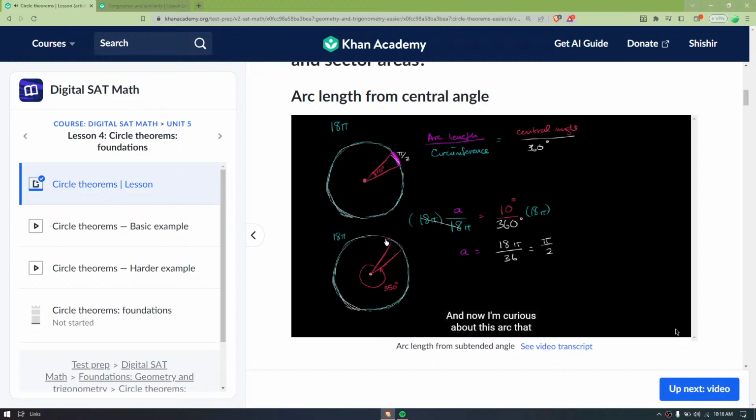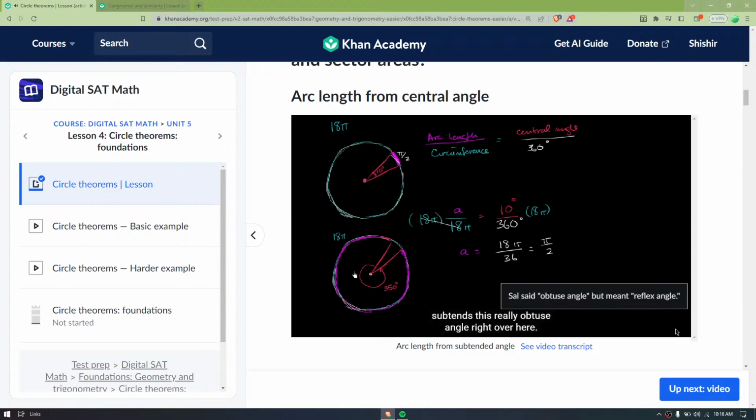And now I'm curious about this arc that subtends this really huge angle. So now I want to figure out this arc length, the arc that subtends this really obtuse angle right over here. Well, same exact logic.